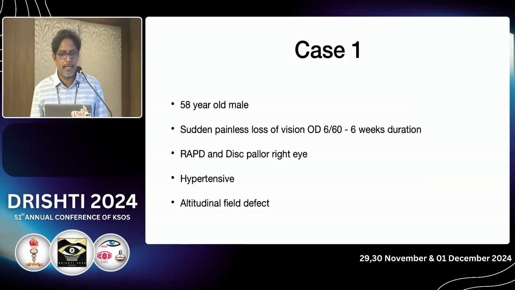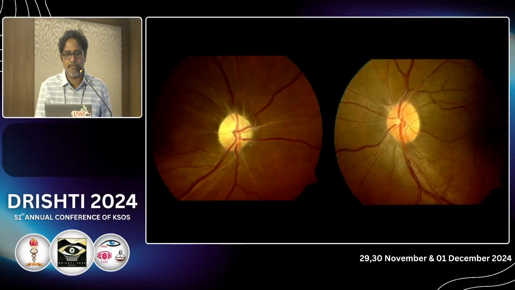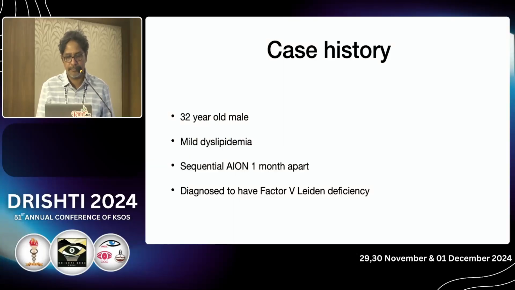This patient actually came a little bit late, after around 6 weeks of vision loss. We noticed that he had disc pallor and RAPD in the right eye, and he was a known hypertensive and not on continuous compliant treatment. He was a little bit irregular in his treatment, and he was complaining of an altitudinal field defect. As you can see here, the left eye has a very small cup or no cup, but in the right eye the inferior disc is a little bit pinker, while the superior half of the disc is much paler, with also some arteriosclerotic changes, maybe because of his hypertensive retinopathy.